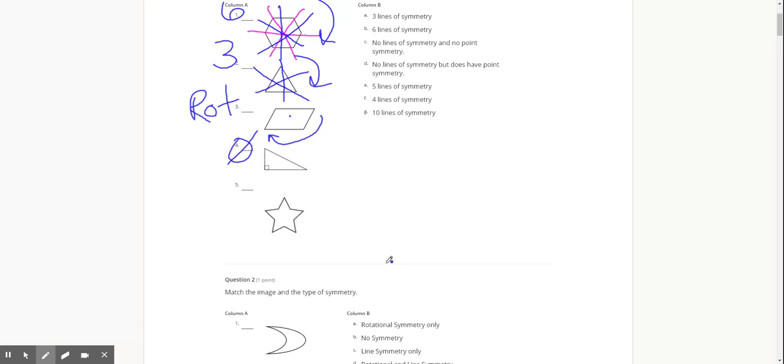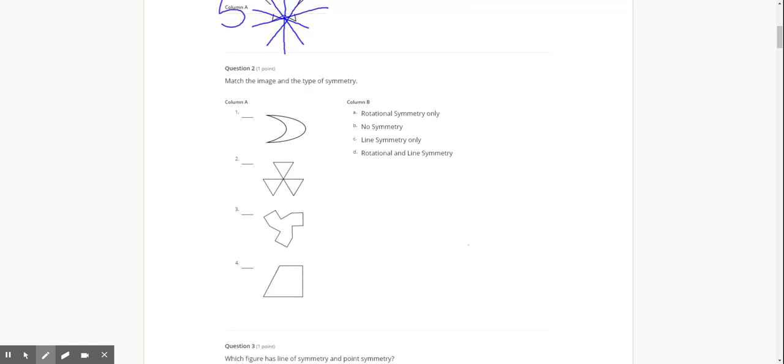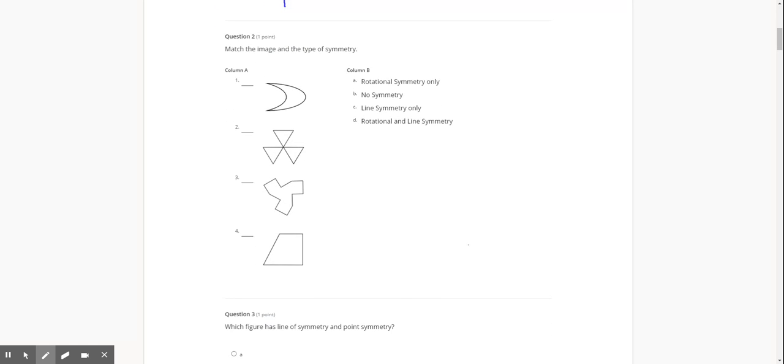The star, we can go 1, 2, 3, 4, 5. Boom. Okay, 10 is a tempting answer for that, but the answer is 5. For number 2, I can slice the moon in half, but I can't rotate it. If I rotate it 360 degrees, it's like I haven't moved it at all. So 360 is not an okay rotation. So this one's line symmetry only.